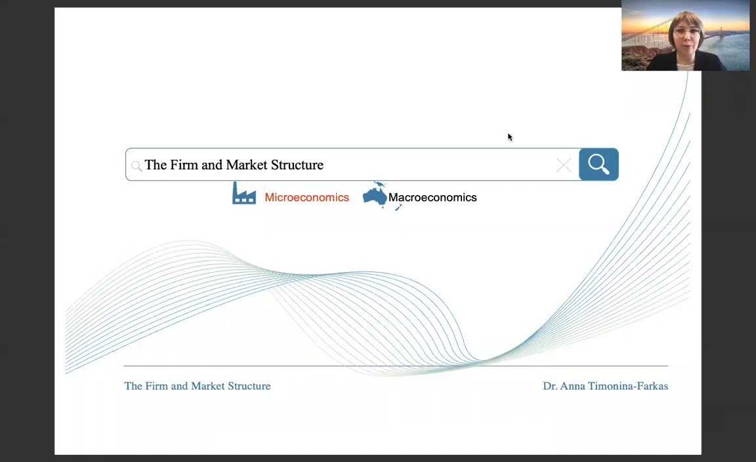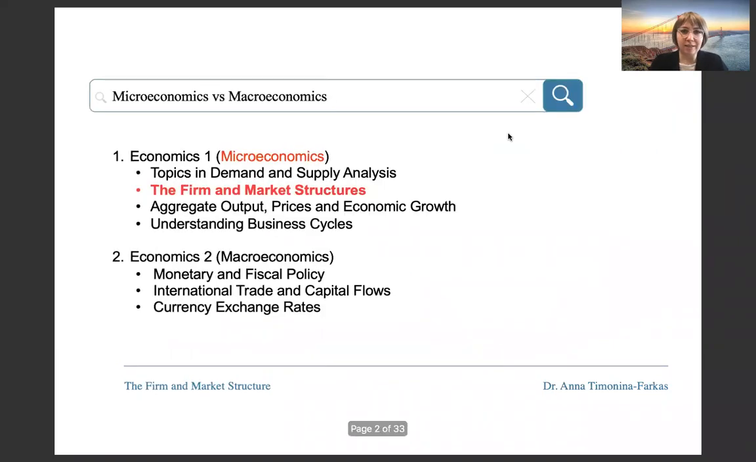Hello, everyone, and welcome to the study session of microeconomics in CFA Level 1. Last time we were talking about topics in demand and supply analysis, and today we will have a different look at microeconomics from the perspective of the firm and market structures.